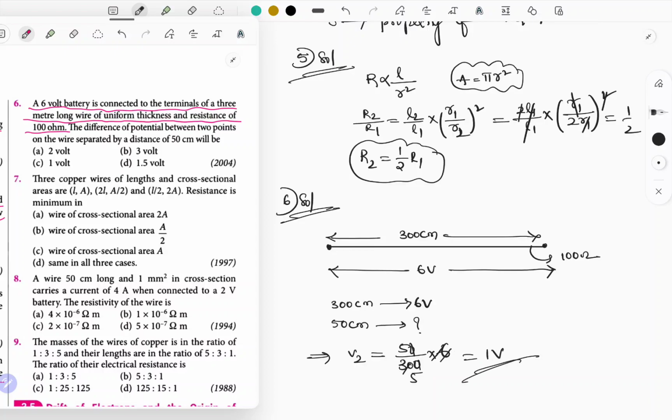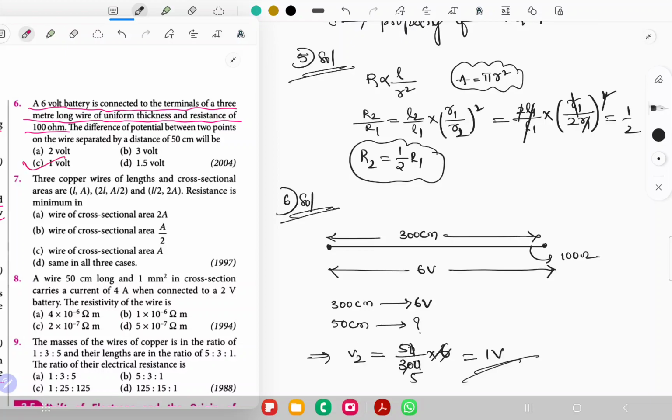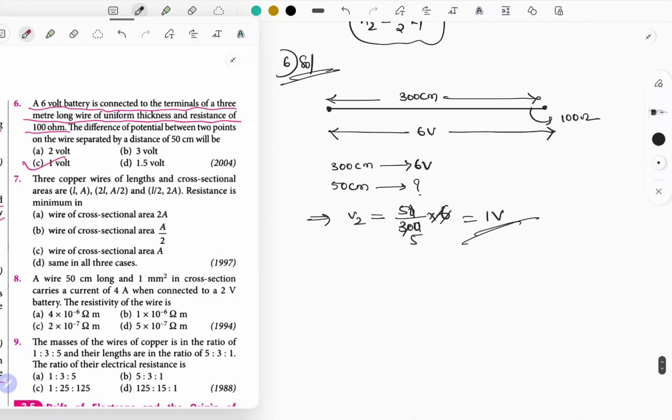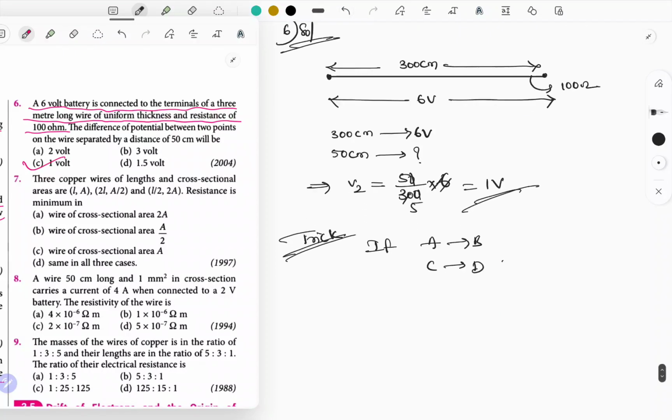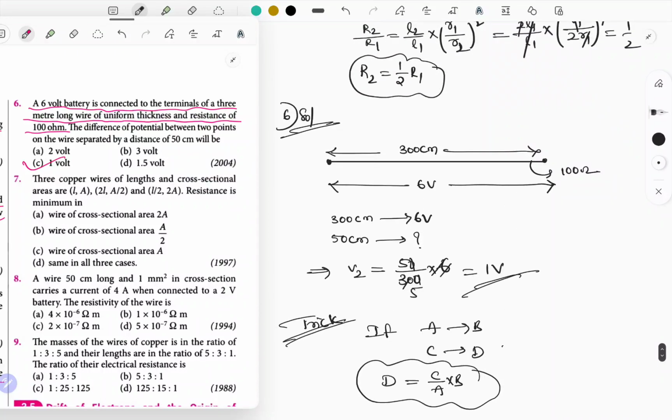So this is the correct answer. This is the way to answer. So it's just a shortcut way. Whenever there is a proportionality, you can directly answer like this. So you remember this method. I'll repeat that. So the trick is, if A is B, then what is C? So it's a direct proportionality. To find this, D is equal to C by A into B. This is the formula I am going to use. If you have any doubt, let me give an example.